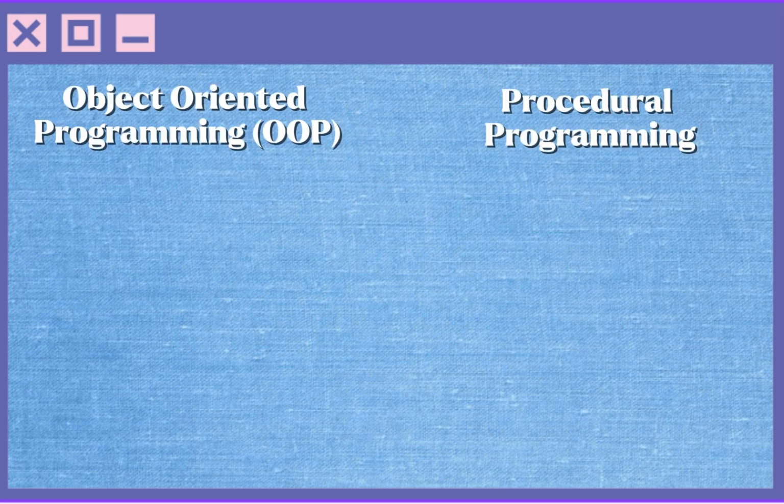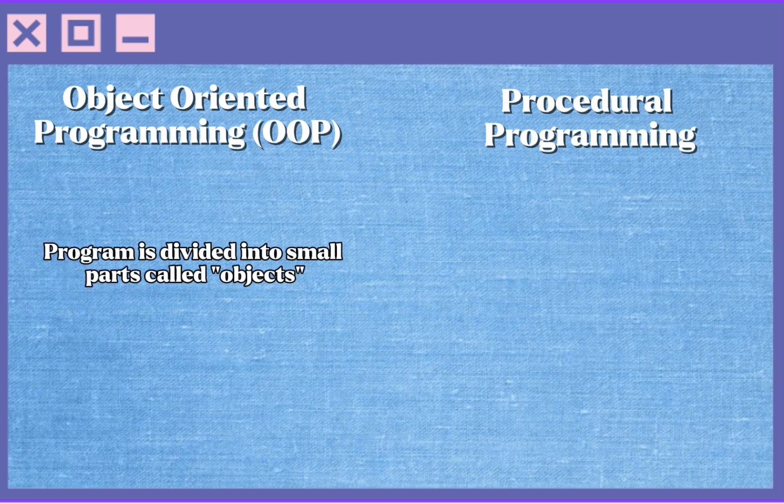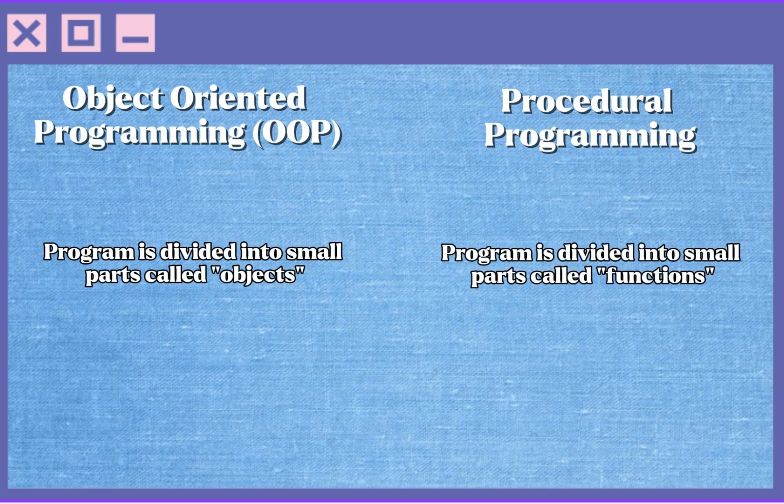Now, let's talk about the difference between object-oriented programming and procedural programming. In object-oriented programming, program is divided into small parts called objects, while in procedural programming, program is divided into small parts called functions. In procedural programming, we focus on functions or methods, and data is kept separate. For example, if we want to store student information, we'll just use variables and write functions to work with them. But in object-oriented programming, or OOP, we focus on objects. An object combines both data and behavior together.